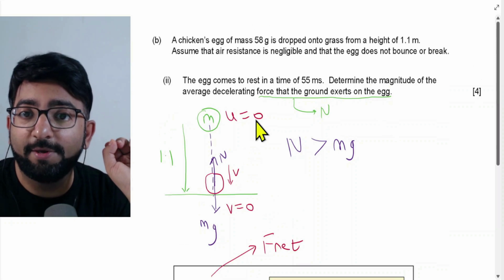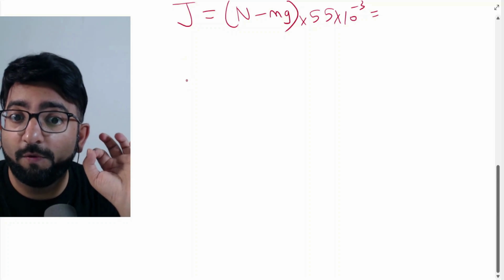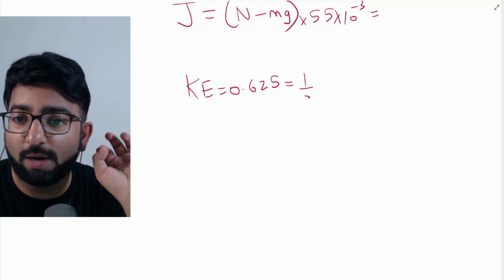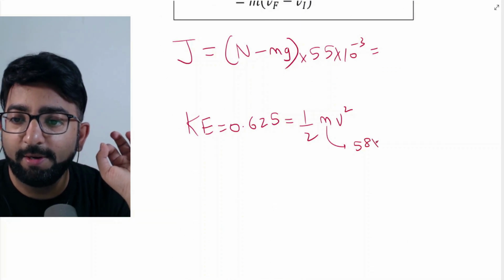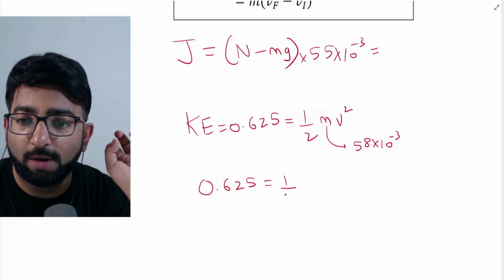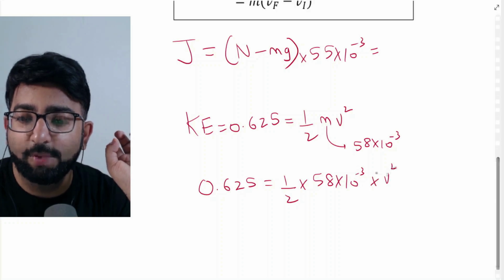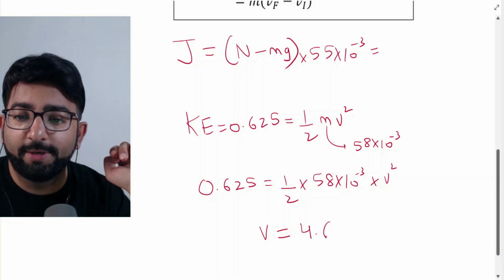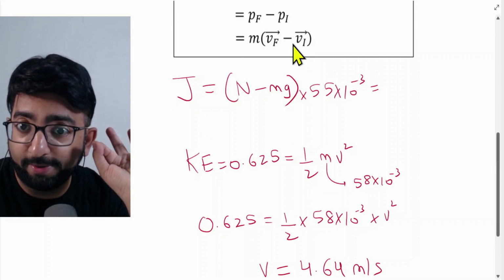Now, in the previous part, we had figured out the value of kinetic energy to be 0.625 joules. So, we can write that as half m v square, where mass is 58 grams, which is 58 into 10 to the power minus 3. So, let's write this in one equation. 0.625 will be half into 58 into 10 to the power minus 3 multiplied by v square. And if you simplify this equation, we get the value of v as 4.64 meters per second, which will be the initial velocity that we can write in this expression.